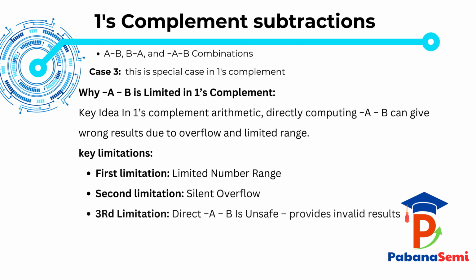Now let's talk about case 3, negative a minus b, written as negative a minus b. This is the most important case to understand when working with ones complement arithmetic. At first glance, it seems logical to represent negative a and then subtract b. But in ones complement, this approach has serious limitations. First limitation, limited number range.